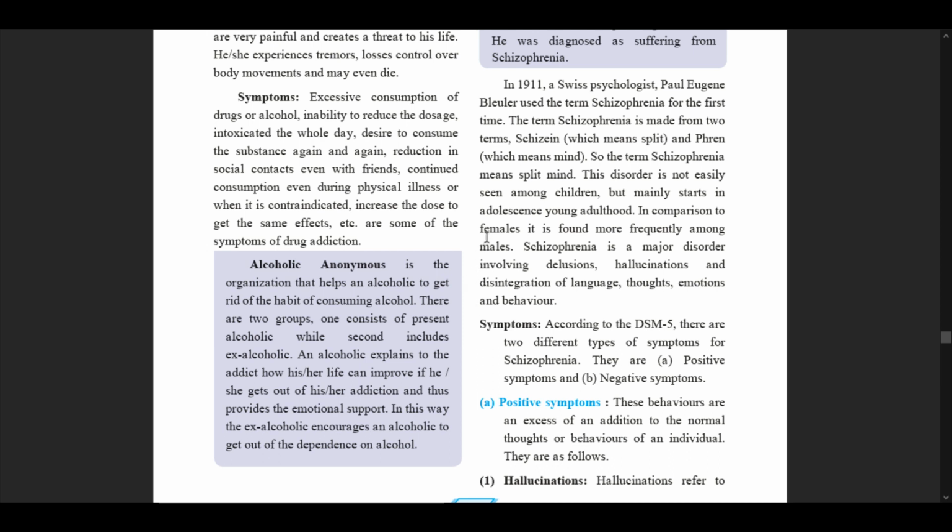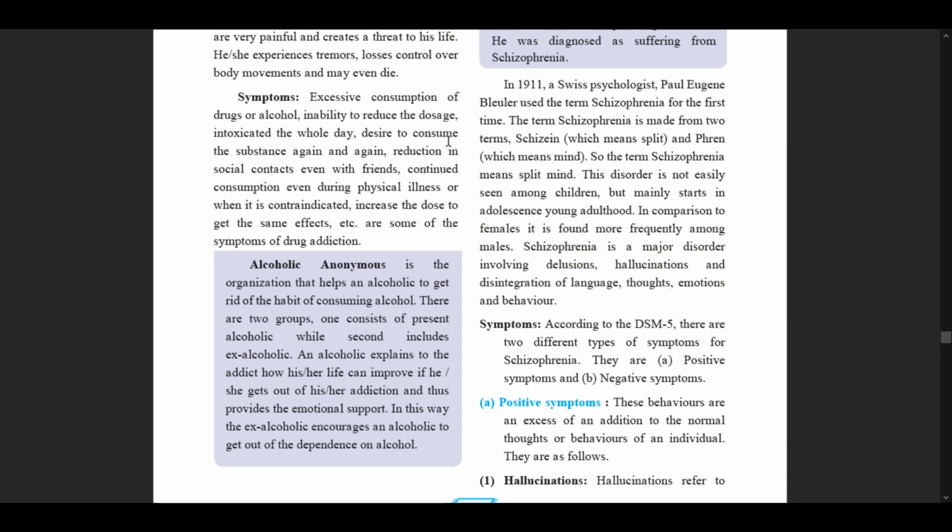A very exceptional organization. This is a very good organization that has taken a step to help people who are addicted to alcohol. There are two groups. One consists of present alcoholics, while the second includes ex-alcoholics.